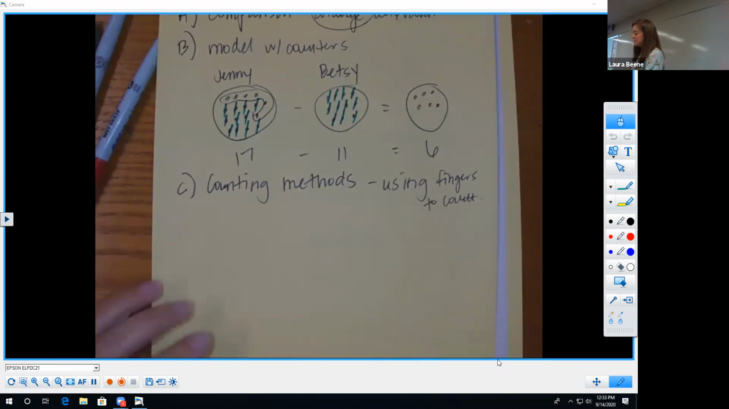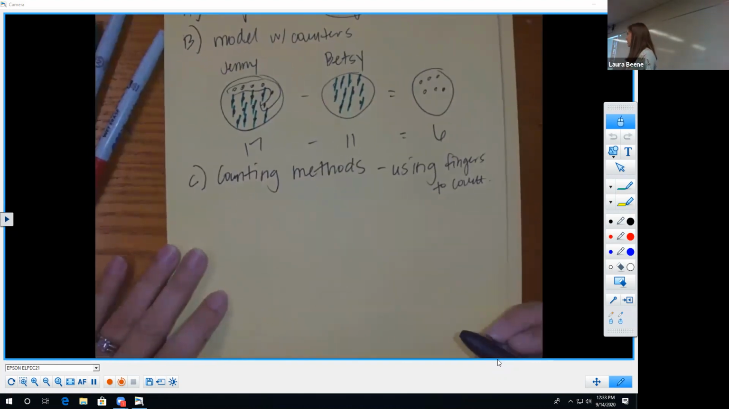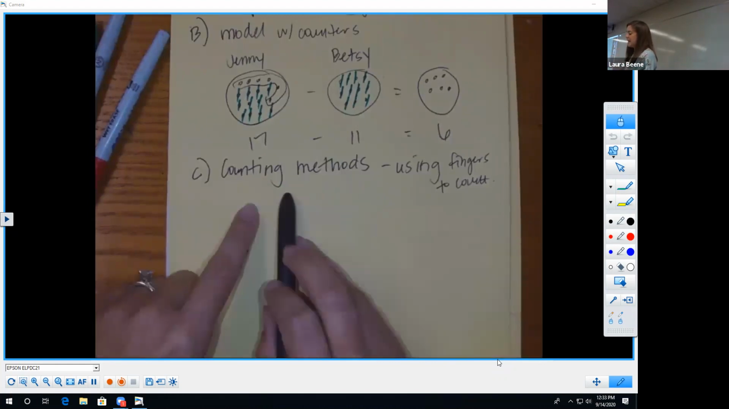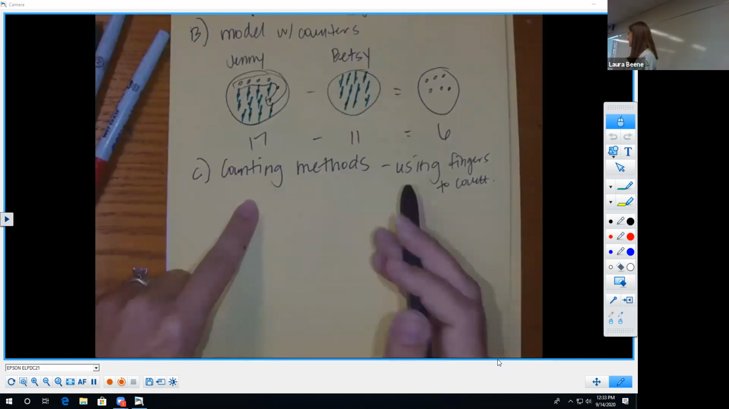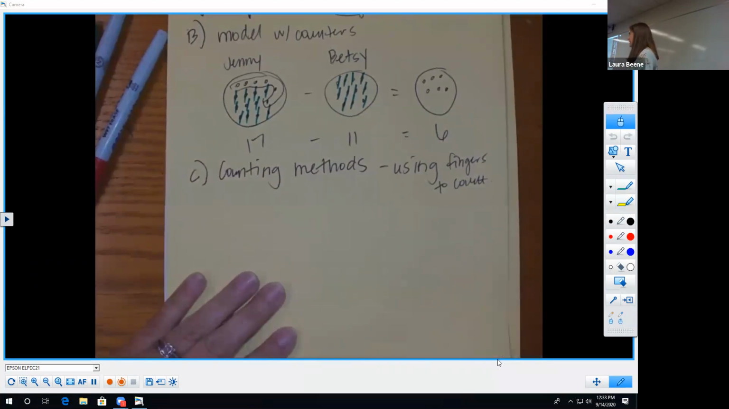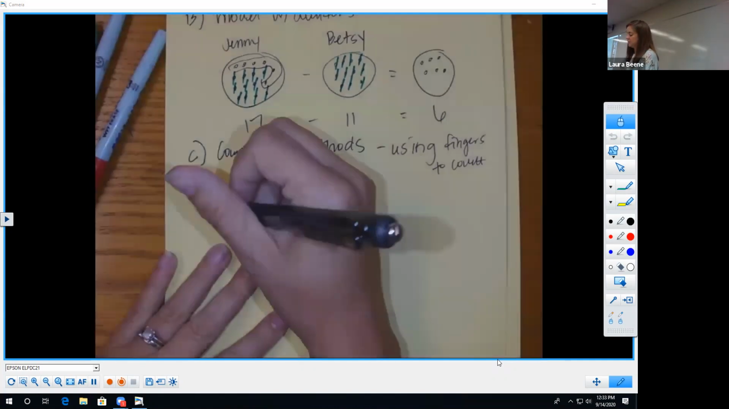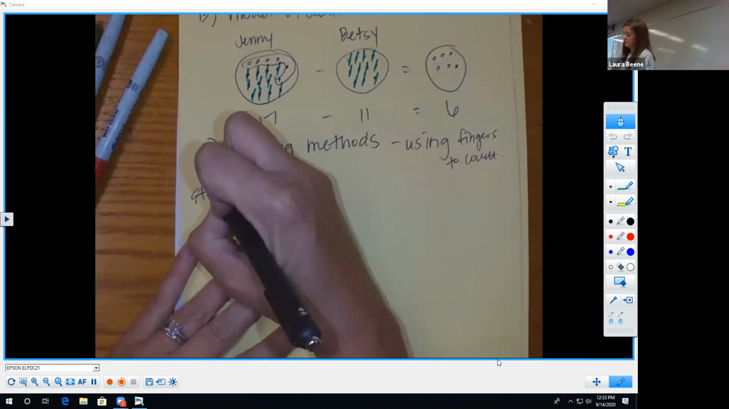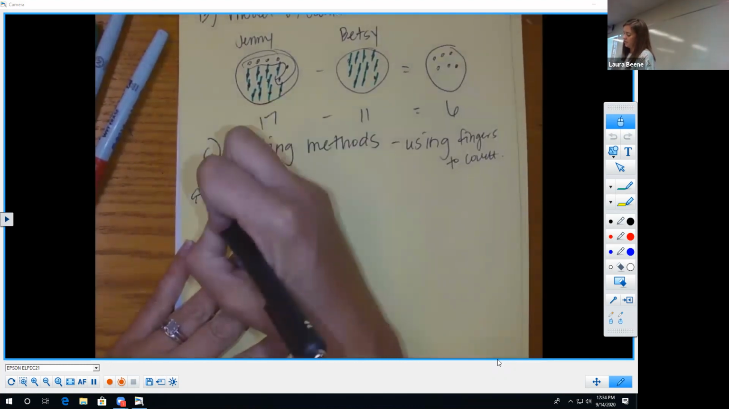So this is where you're starting with the idea of starting with 11 and then counting up to see how much it takes to get to 17. Okay, so I'm going to start with the number 11. I'm going to count up to 17. So I'm going to start with 11. We'll write that down. Start with 11.